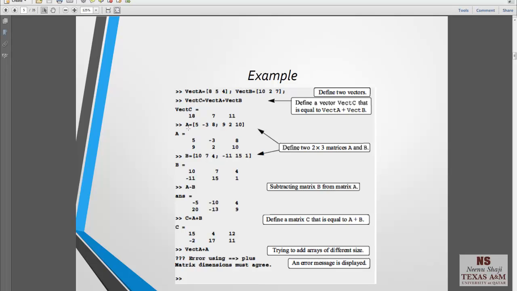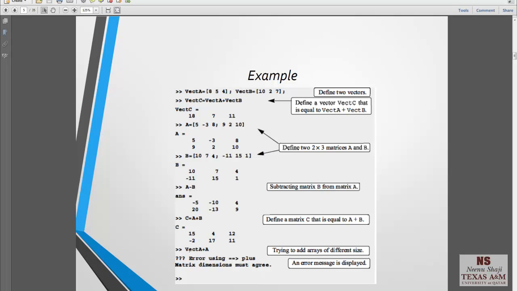and here is an example where A and B are two matrices. They have the same size, so we are trying to subtract the elements. We get -5, which is 5 minus 10. Then -10 is -3 minus 7. 4 is 8 minus 4. Similarly for the other elements.